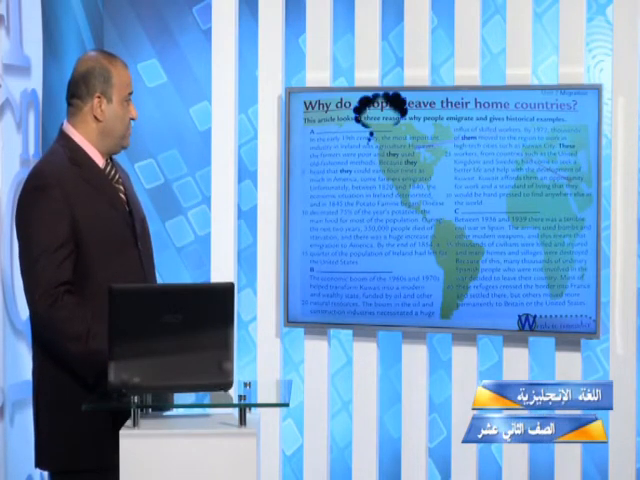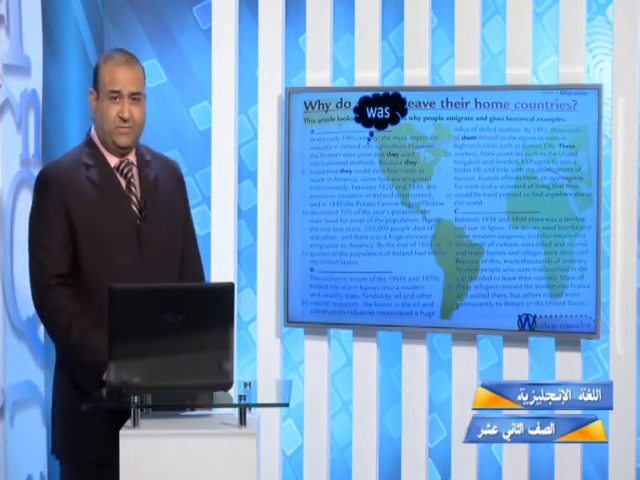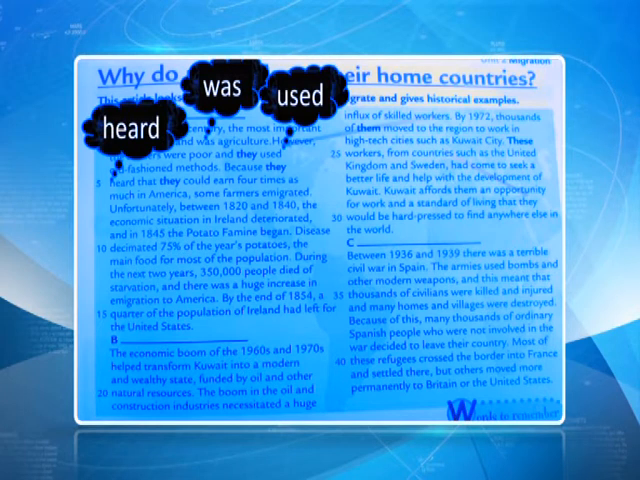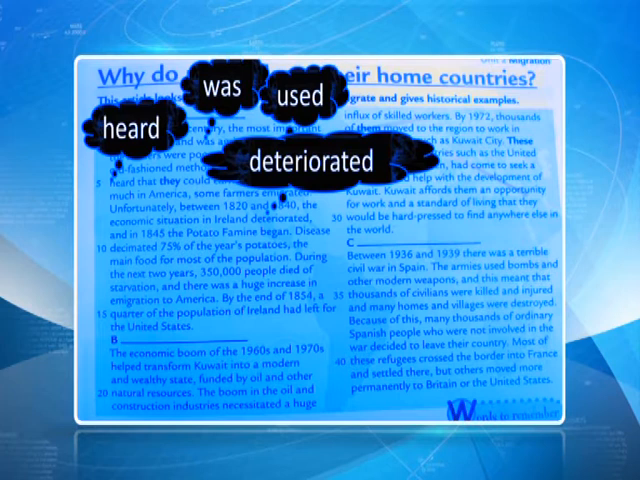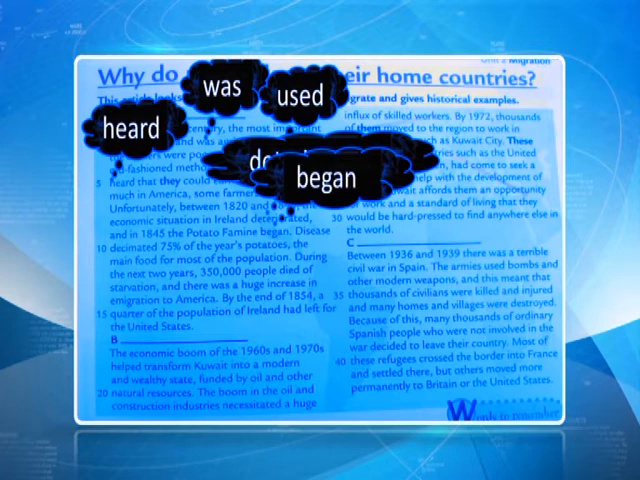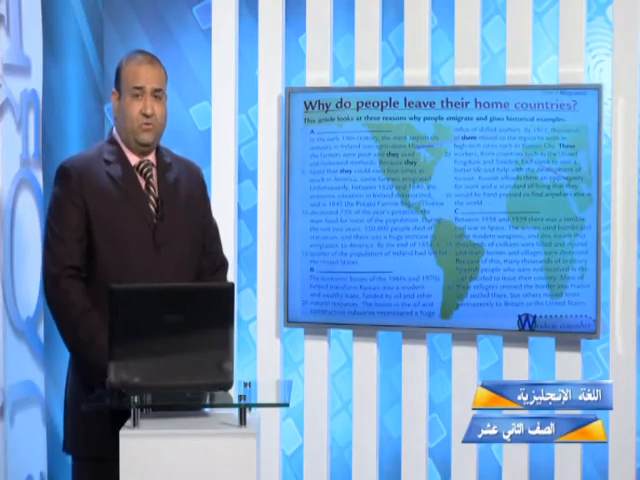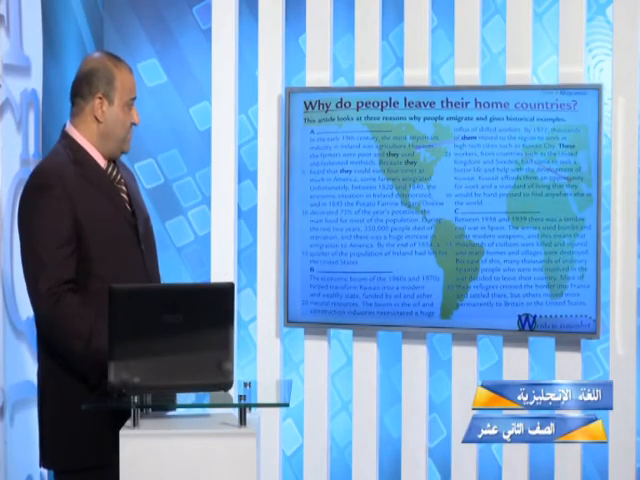If you focus here, you will find the verb was, which is the past simple of be, then the verb used, which is a regular verb of the verb use. Then we have an irregular verb here in the past, heard. We have another regular verb, deteriorate in the past, deteriorated. And another irregular verb, began in the past. The same thing is going to be done for the second type of tense, which is the past perfect.